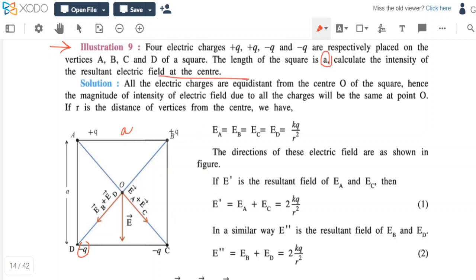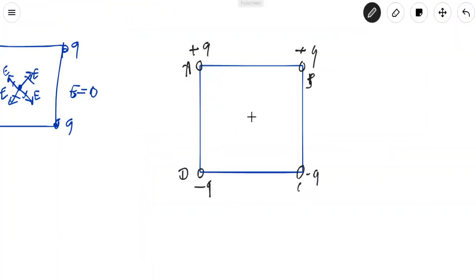At the center, we want to find the electric field at the center. So, be quick and just look at this. We are provided that the side of the square is A. So, the distance from the vertex to the center, you know how much it will be?